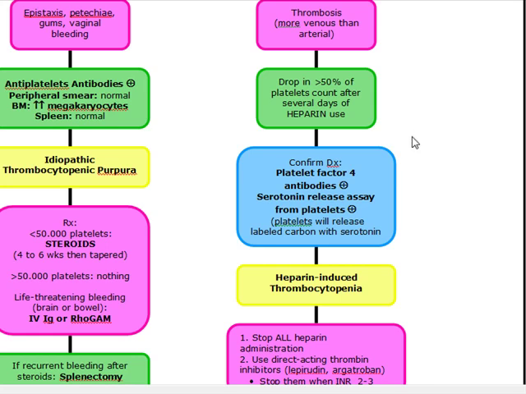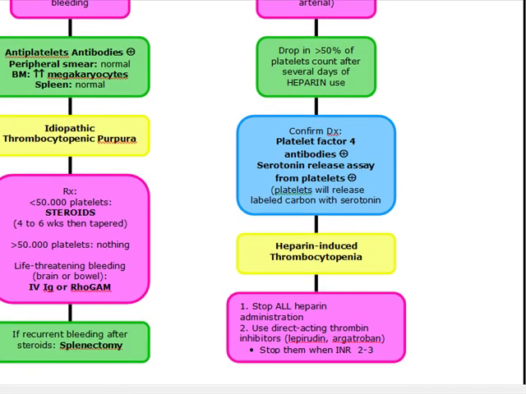Basically, what you're going to use to confirm the diagnosis is platelet factor 4, also known as PF-4. And basically, serotonin release assays from platelets are also used. The platelets are going to release labeled carbon with serotonin. So your two tests are platelet factor 4, also known as PF4 antibodies, as well as the serotonin release assay from platelets.